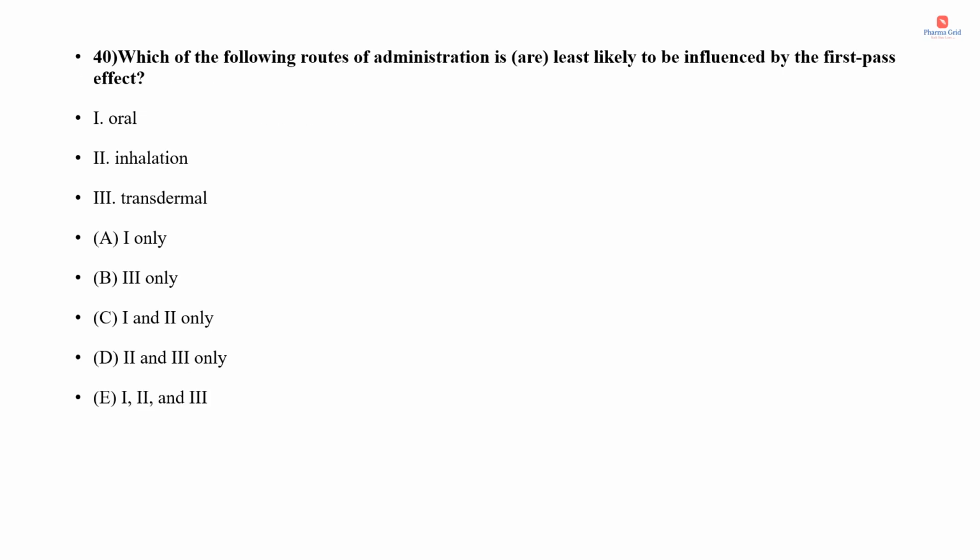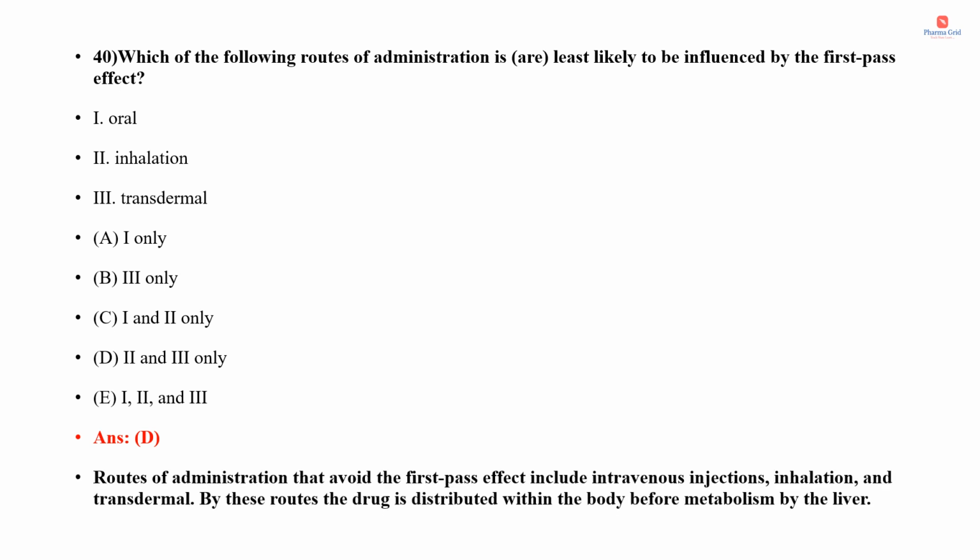Question number 40. Which of the following routes of administration are least likely, okay, least likely to be influenced by the first pass effect. The options are oral, inhalation, transdermal. So here the correct answer is option D. Option D means 2 and 3 only. That is inhalational and transdermal routes. Routes of administration that avoid the first pass effect include intravenous injections, inhalation and transdermal. By these routes, the drug is distributed within the body before metabolism by the liver.